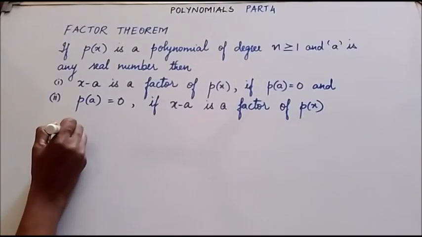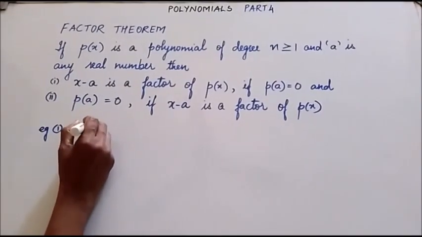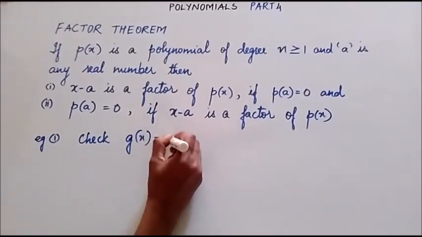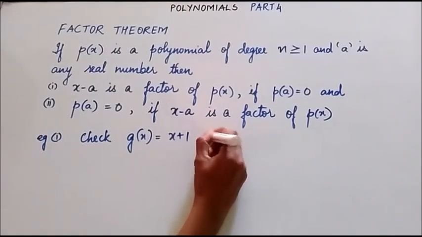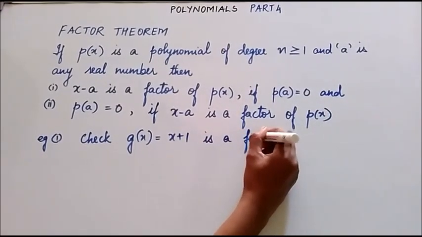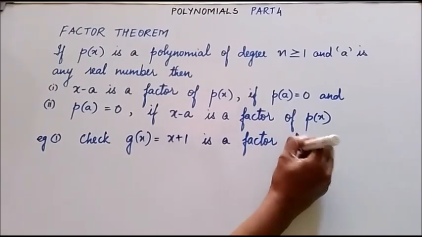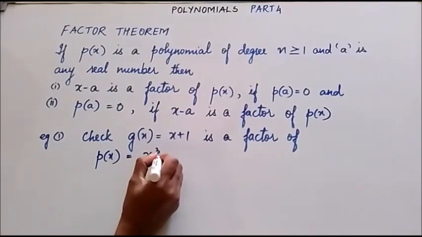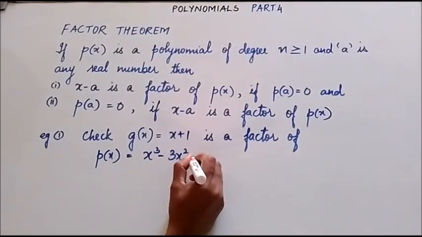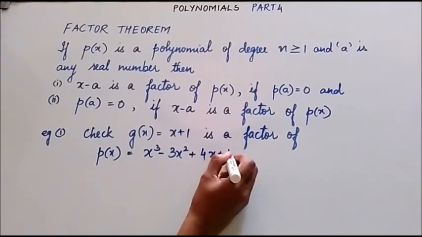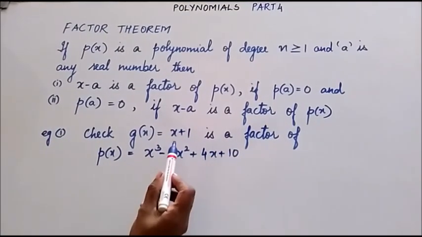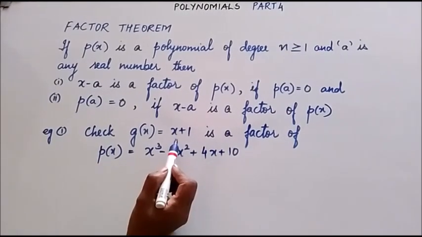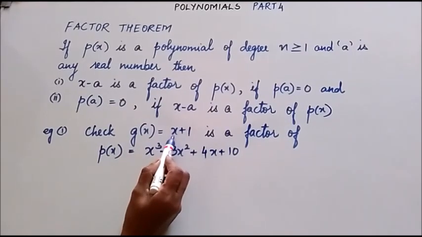Let us do example 1. Check whether x plus 1 is a factor of the polynomial x cubed minus 3x square plus 4x plus 10. Given that we have to check x plus 1 is a factor, that means we have to check whether the remainder is 0. First we find the 0 of the polynomial x plus 1.